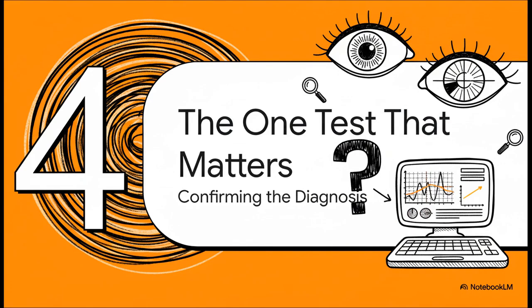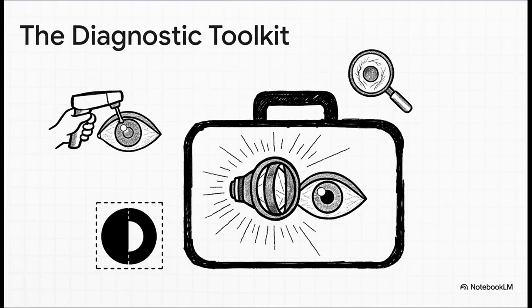So you've spotted the pattern in the patient's story. Awesome. Now how do you prove it? In this next part, we'll look at the diagnostic toolkit, but we're going to zero in on the one test that definitively tells these two stories apart. So here's our toolkit. We can measure the pressure with tonometry, we can check the optic nerve for damage, and we can map out vision loss with a visual field test. But the star of the show, the test that tells us why the pressure is what it is, is called gonioscopy.